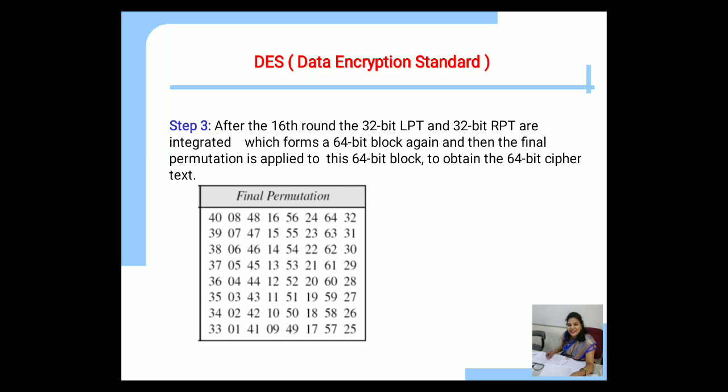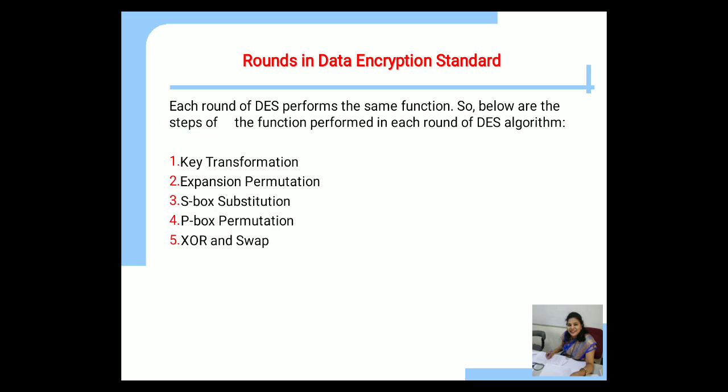This is a table for the final permutation. You can see that there are a total of 64 values from 1 to 64. So let us go through all the 16 rounds. Let us see what the steps in the round are. Each round of DES performs the same function. Below are some steps of the function performed in each round of DES.